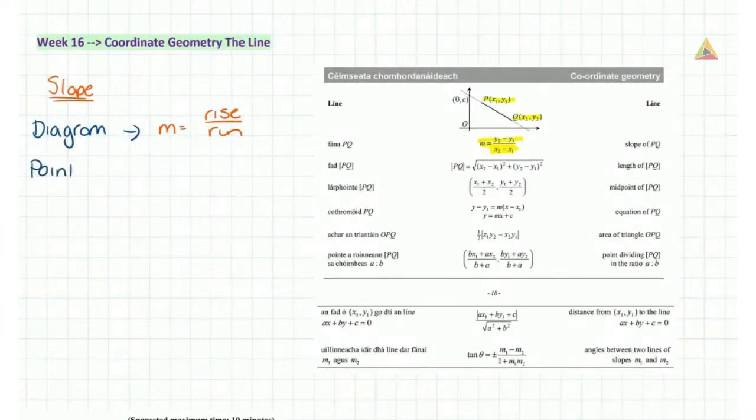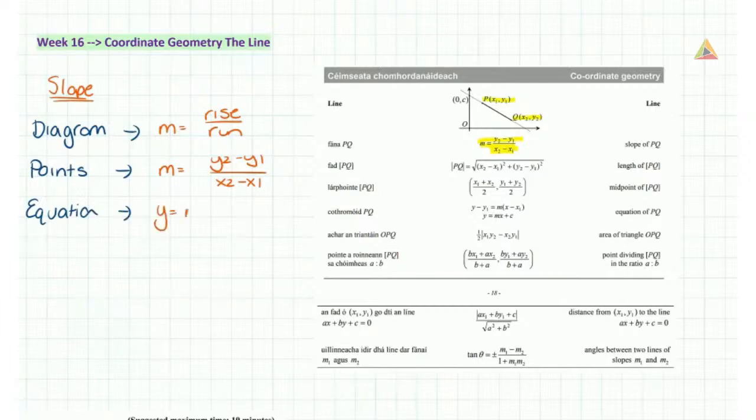If we're given 2 points on the line, we can find the slope using our formula here from the log tables, page 18, y2 minus y1 over x2 minus x1. And finally, if we're given the equation of the line, we can find our slope by getting y on its own at one side, and the number in front of the x will be your slope. You see that down here on page 18 also. So slope: three different ways of finding it: diagram, points, or if you're given the equation of the line.